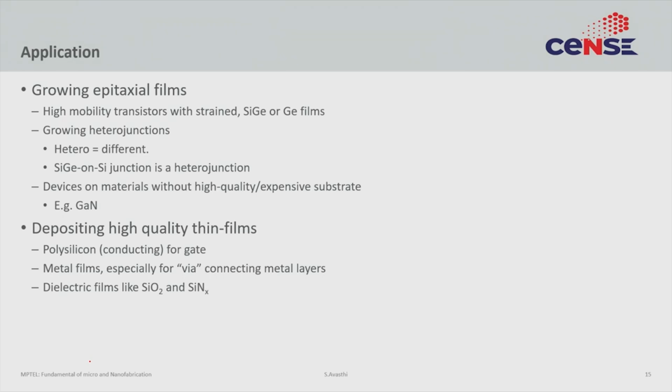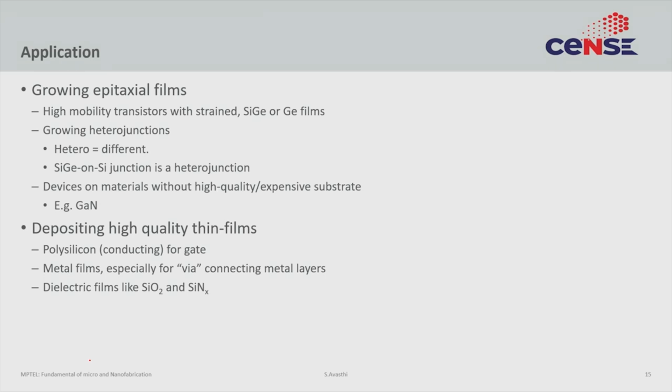We are also using CVD to grow high quality thin films, not necessarily crystalline or epitaxial, but high quality thin films. A good example of that would be the polysilicon electrode layer that is deposited on top of the gate in CMOS. In some cases, even metal films are deposited with CVD, especially if high aspect ratios need to be filled.